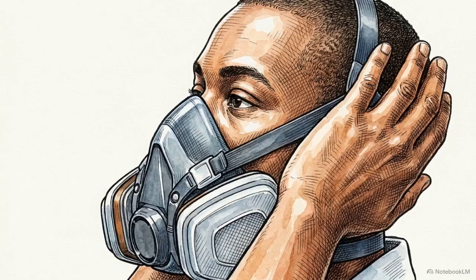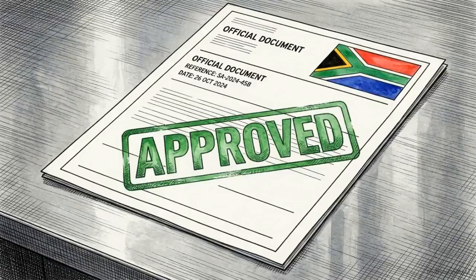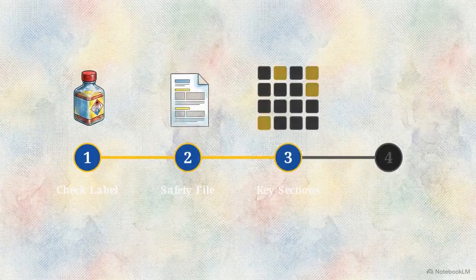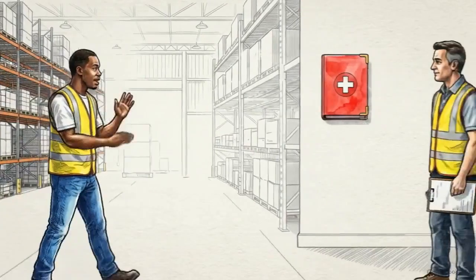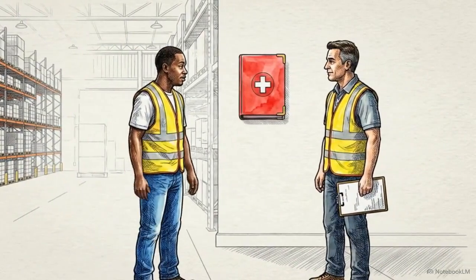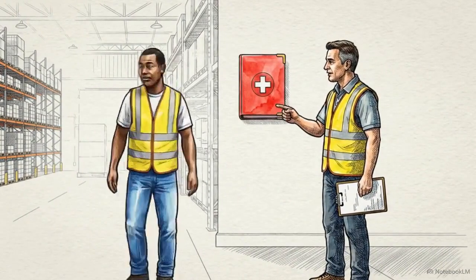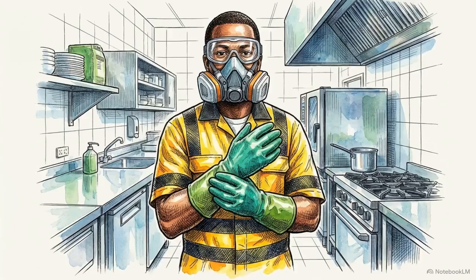Following this process ensures personal protection, public safety, and full compliance with South African law. The workflow is simple. Check the label, locate the safety file, read the 4 key sections, and equip your gear. During your next shift, ask your supervisor a safety question or request to see the SDS for a chemical you use frequently. Understanding how to use these documents allows you to take control of your own well-being on the job.